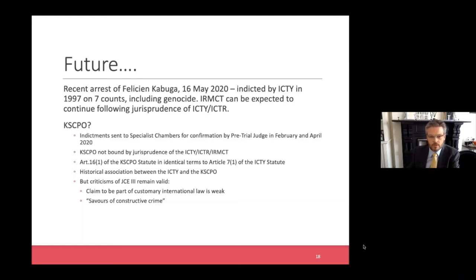But the criticisms of JCE3 remain valid. The foundations of the doctrine, as set out in Tadic, are shaky. Its fundamental claim to be part not only of the jurisprudence of the ICTY-ICTR, but of customary international law, necessarily predating Tadic, is weak. And it suffers from the same principal criticism that the doctrine of parasitic accessory liability had been subjected to by the Supreme Court in Joji, namely that extending criminal liability to a secondary party on the basis of a lesser degree of culpability than the principal results in an overextension of the law and it savours of constructive crime. With indictments now having been filed for review by the pretrial judge, Judge Nicolas Guillou, the Kosovo Special Chambers may have to reach a view sooner rather than later.